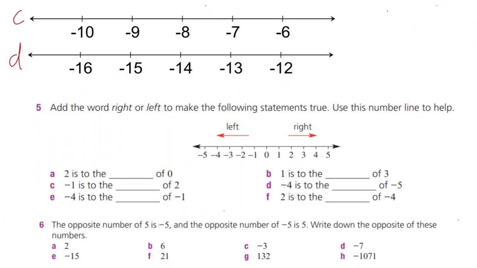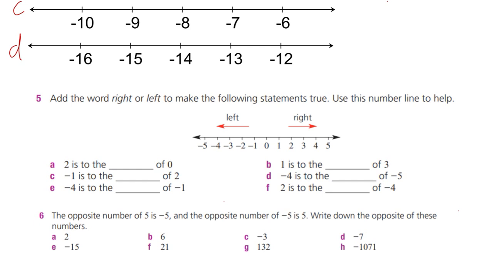So, add the word right or left to make the following statements true. Use this number line to help. 2 is to the right of 0. Might as well get typing again. -1 is to the left. -4 is to the left.